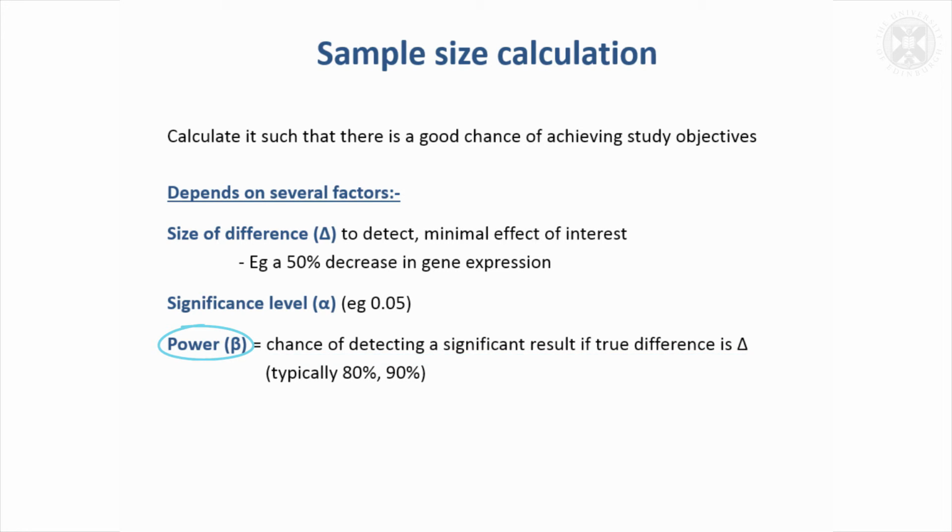And typically, the power people use is 80% or 90%. So a study is seen as satisfactory if you've got an 80 or 90% chance of getting your result as significant. If you go much less than 80%, you might argue, well, is the study really worth doing if I've only got a 50% chance of achieving statistical significance? There's a 50-50 chance that all my study and possibly animals are going to have been wasted.